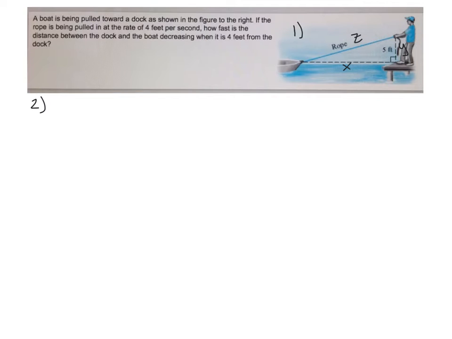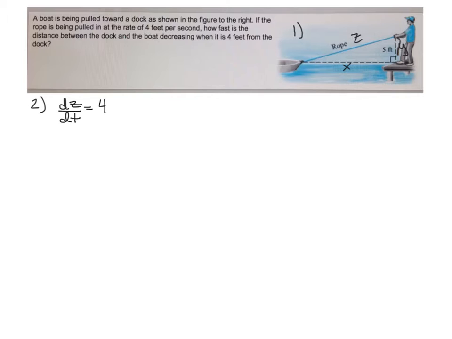So let me dig through the problem now, and now that I've labeled some variables, see what I can find. So it says that if the rope is being pulled in at a rate, okay, so rate, that's with respect to time, and the rope is this variable z. So what that means is that the rate of change of z with respect to time is 4 feet per second. How fast is the distance between the dock and the boat?